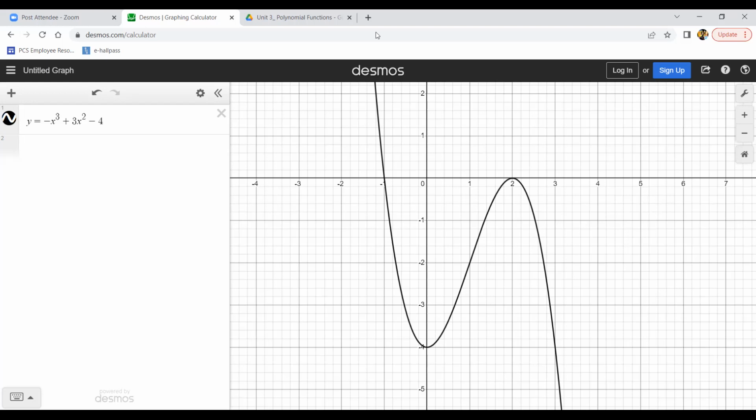Okay, so at this point I'm drawing a sketch of the graph. Oh, that's not it. Hold on, I have to close some of the stuff I lost. Hold on, let me pause this.